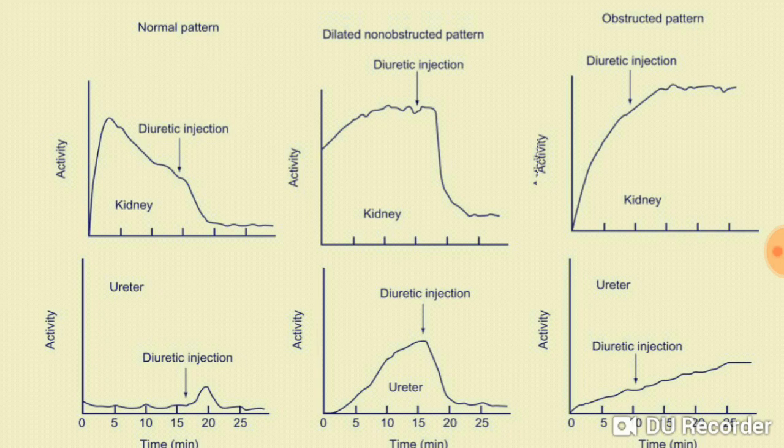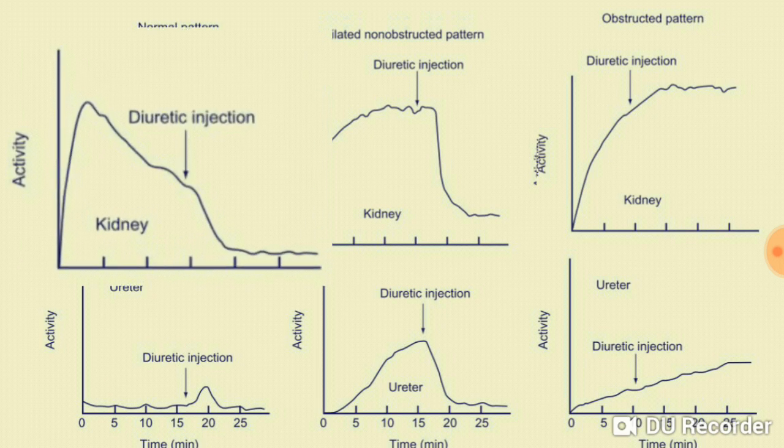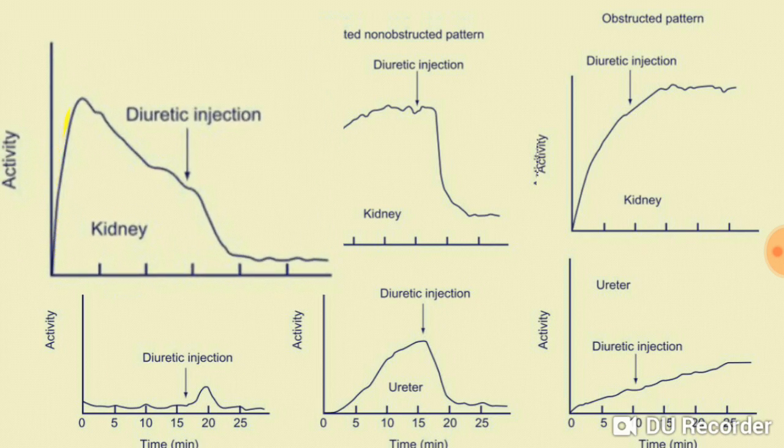Now coming to the curves, how will we assess the curves? In the normal pattern, when the diuretic is injected, initially there is a high rise of the dye in the renal pelvis, and then there is a steep downfall. Once the diuretic is injected, there is a decrease in the concentration of dye in the renal pelvis.